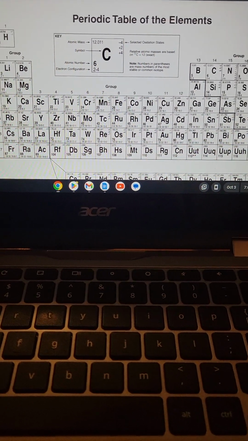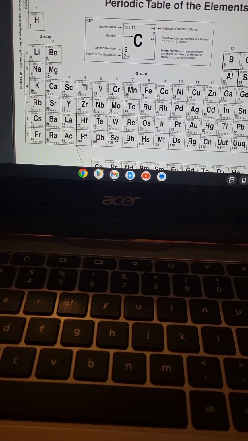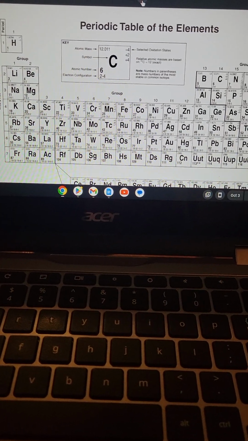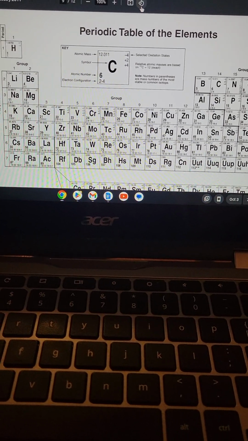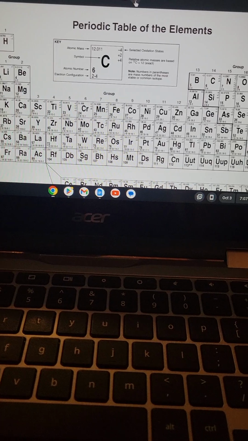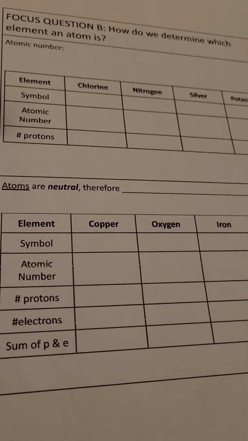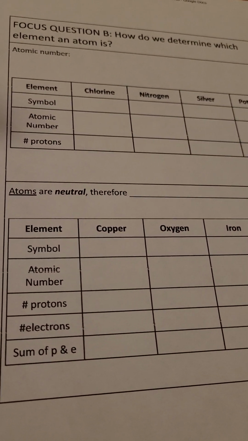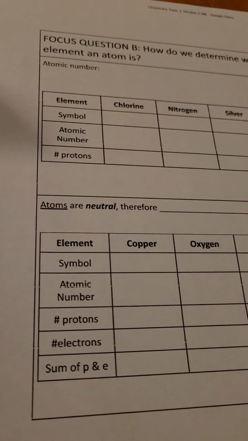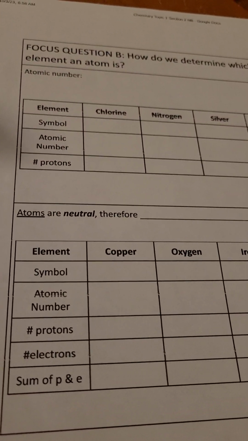I'm going to try to work through focus question B in your notebook. So you guys need your periodic table and from your reference tables, and then your notebook, and we're going to be doing this next page, focus question B, how do we determine which element an atom is? Okay. So if you have those two things in front of you.